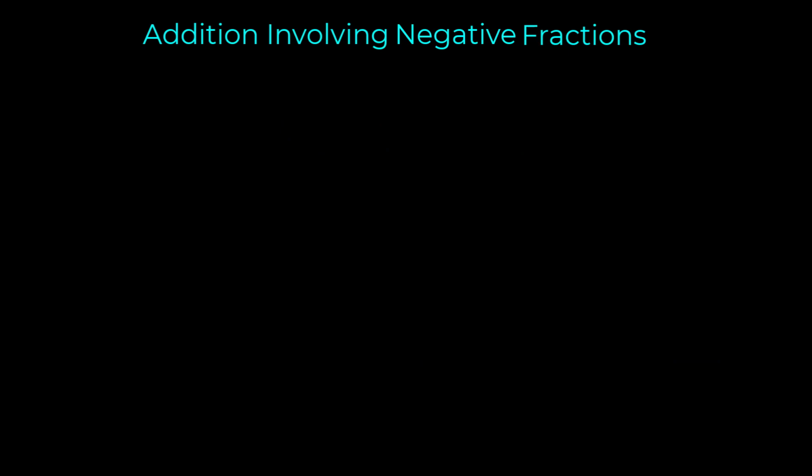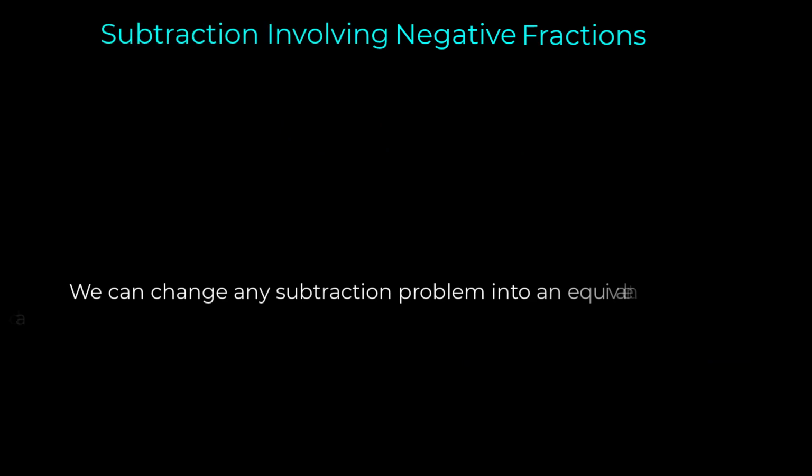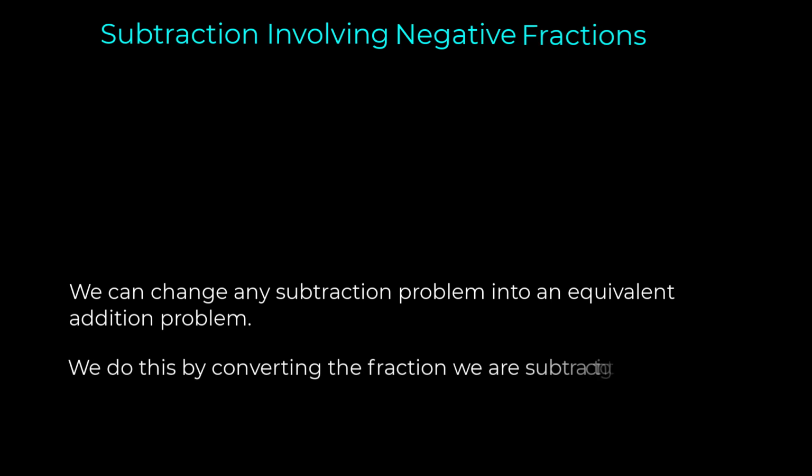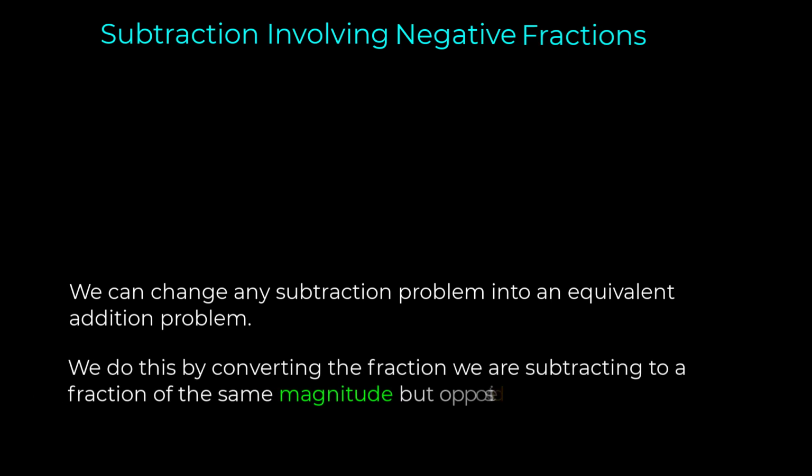Now let's talk a little bit about subtraction. Recall that we can change any subtraction problem into an equivalent addition problem. So we do this and then use the rules for addition. We change a subtraction problem to an addition problem by converting the fraction we are subtracting to a fraction of the same magnitude but in the opposite direction.